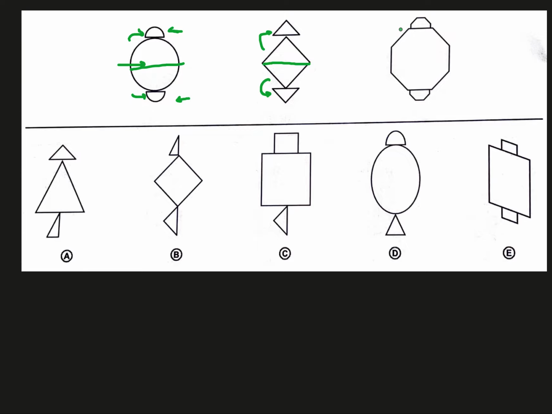Here we have an octagon, 1 2 3 4 5 6 7 8 sides, a regular one. If I cut it in half, that's what I have in the smaller size at the top and the bottom end. So I need a central figure and similar sized half cut figures at the top and the bottom end. That won't be my option.